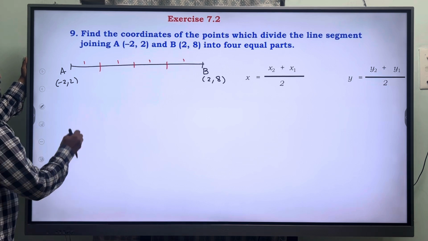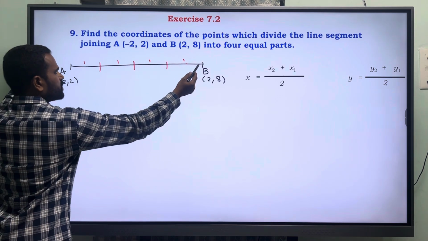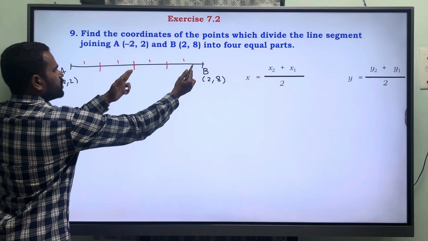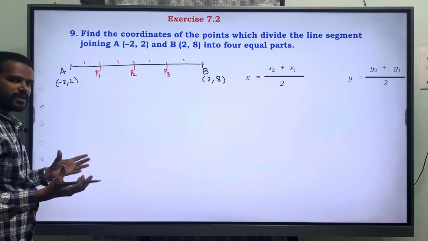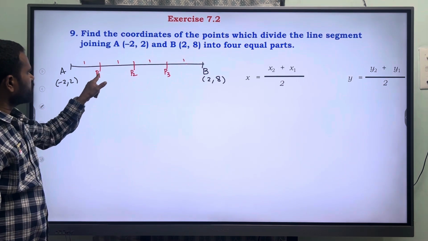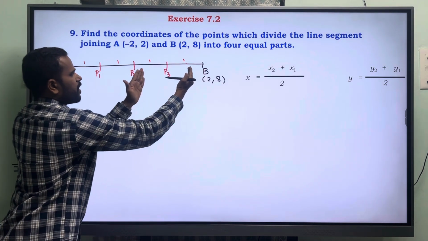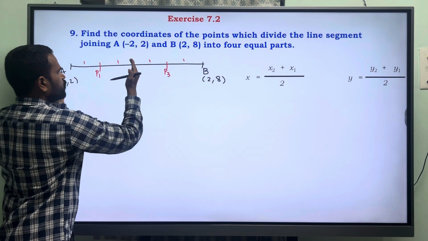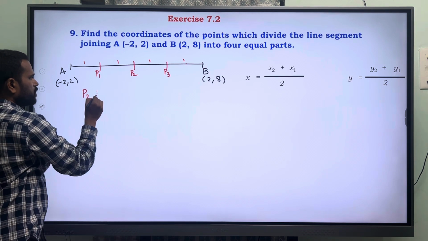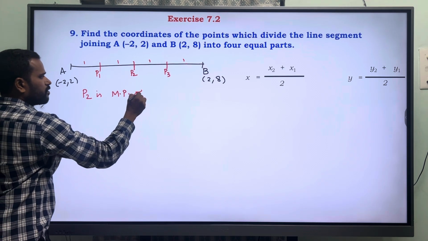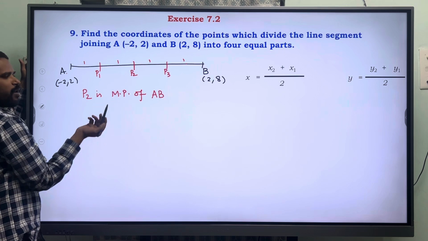Understand? Now see here, this is one part, this is one part. So from here to here it is 2 parts. This is one part, this is one part. This from here to here how much? 2 parts. Means suppose this as P1, P2, P3. Try to understand. See here, from A, P1 is one part, P1 P2 is another part. So this becomes 2 parts. This is one part, this is one part. So this is also 2 parts. 2 parts, 2 parts. Means this P2 is the midpoint of AB. P2 is midpoint of what? AB. Midpoint of AB.